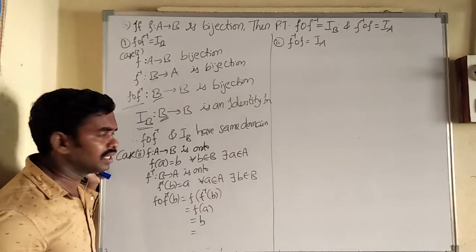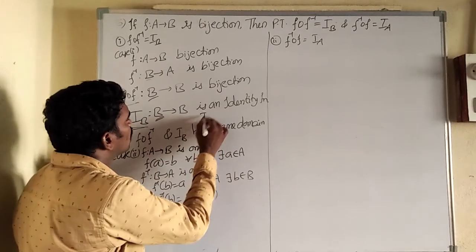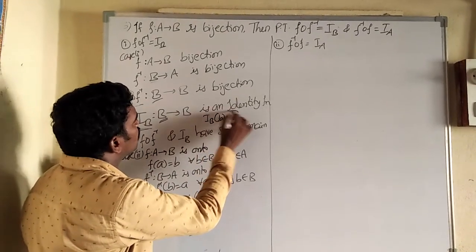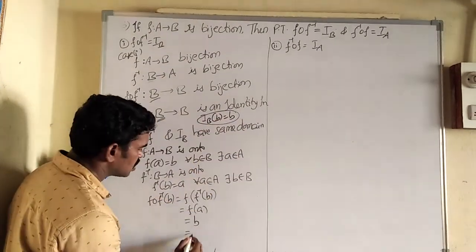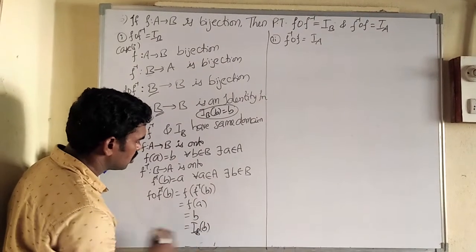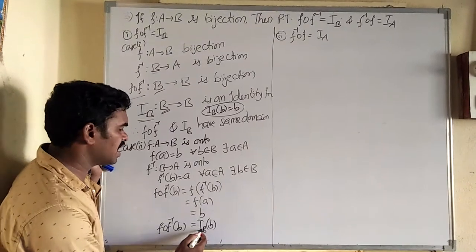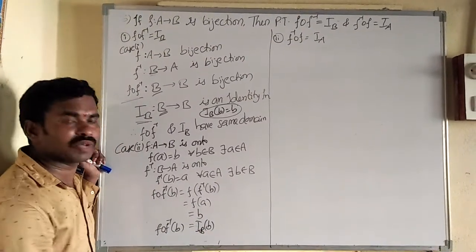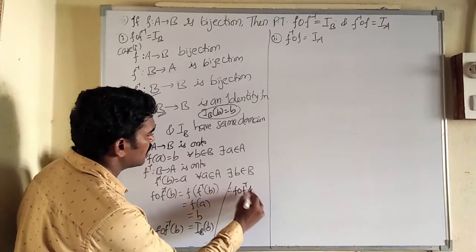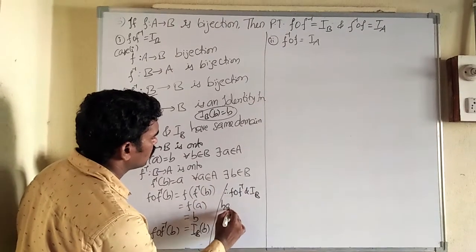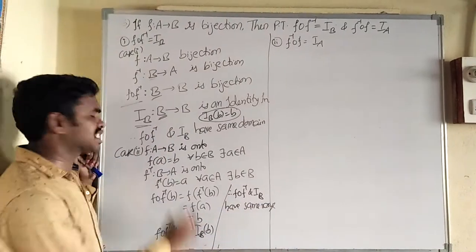So what is b? Just now I told you about the identity function. I_B of small b equals small b, I told you. So that's why instead of b we can write I_B of small b. Now check left hand side and right hand side. F circle F inverse and I_B have the same values at b. Therefore, what can we say? F circle F inverse and I_B have the same range. Okay, now this is case 2.